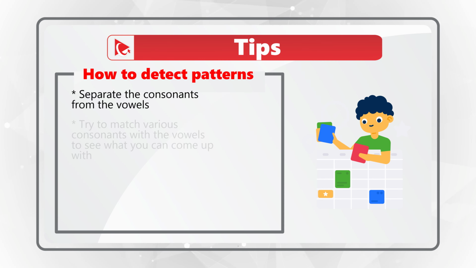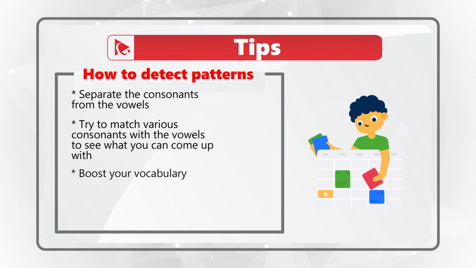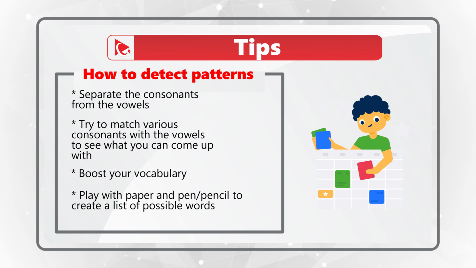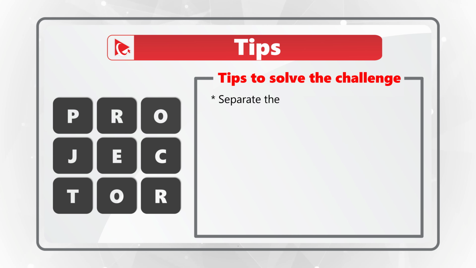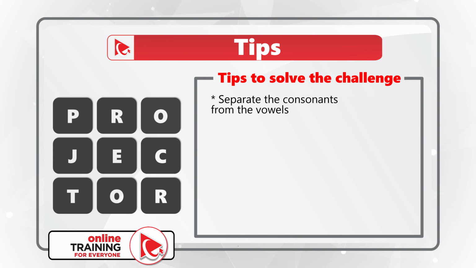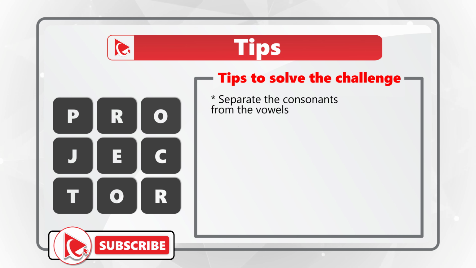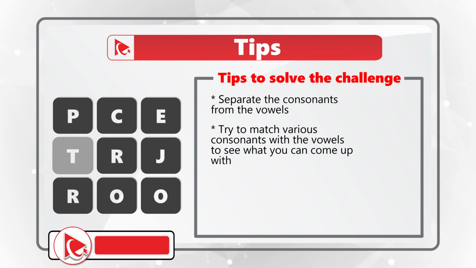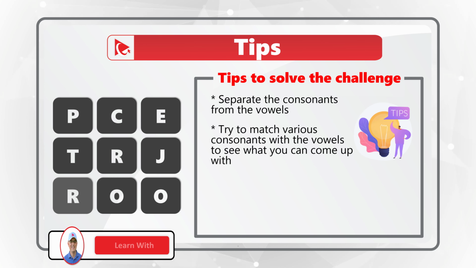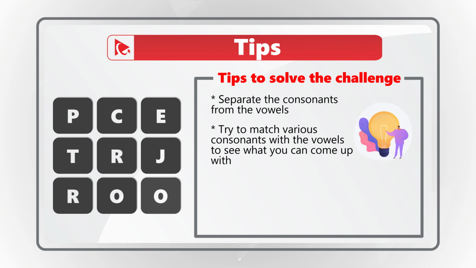In the past, when I posted similar questions, I received a lot of comments about how to solve them correctly. And here are some tips I'd like to share with you to help you solve these types of challenges in the future. One idea might be to separate the consonants from the vowels. For example, the consonants here are P, C, R, T, J, R, and the vowels are E, O, and O. As you separate them, you can start building the word.